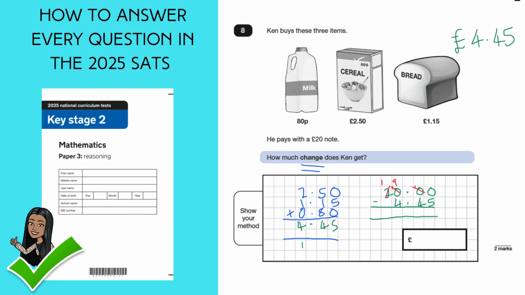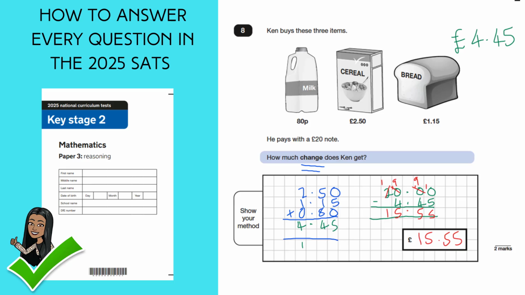and do some exchanging. This is one of the skills that you need to know in year 6. If you're not sure on this, then this is definitely something that you need to practice. So we're now just going to do a simple subtraction. 5, 5, decimal point, 5 and 1. So our answer is £15 and 55 pence. Even if you're not sure how to do the subtraction, make sure you write the calculations in.